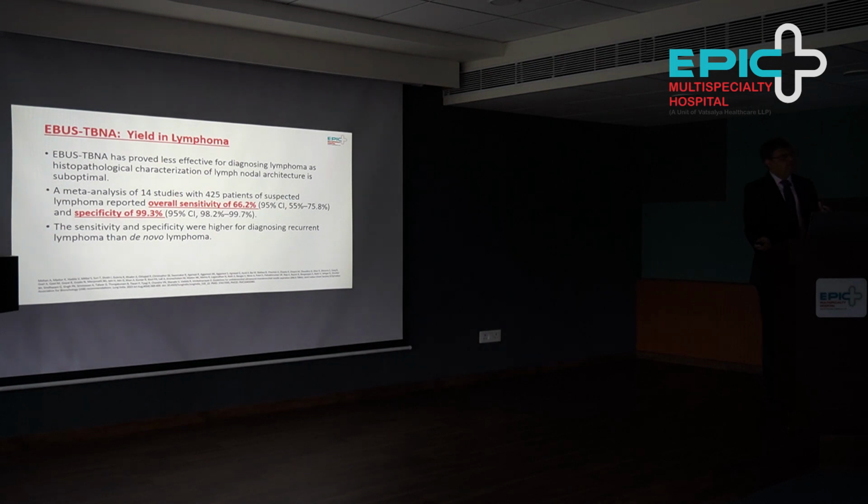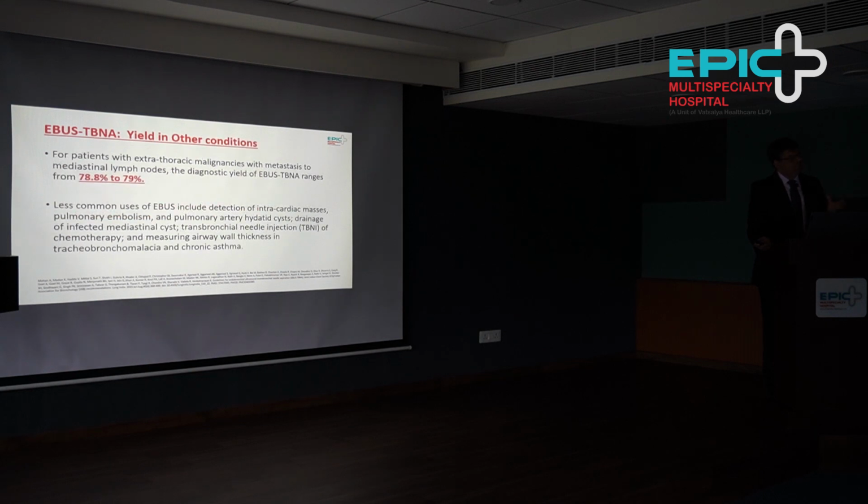And finally, lymphoma. Lymphomas are again very hard tissue, and we need good core biopsies. That's why TBNA gives less yield, around 66%, but it is still better. And the innovations are still paving the way, where we are getting bigger and bigger tissues and solving this problem. Finally, in metastasis from another body part malignancy, the yield is around 78 to 79%.